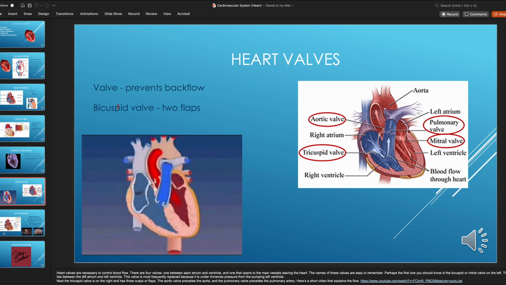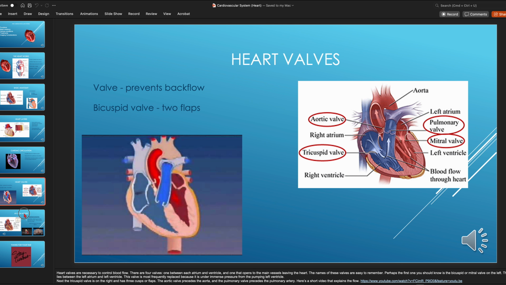And if you see bicuspid or tricuspid, bicuspid just means it has two flaps, and tricuspid means it has three flaps. The mitral valve has two flaps. It's a bicuspid valve. Tricuspid valve is over here. This is the right atrioventricular valve.